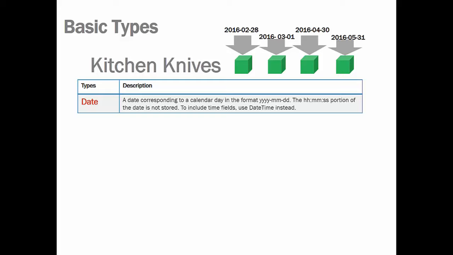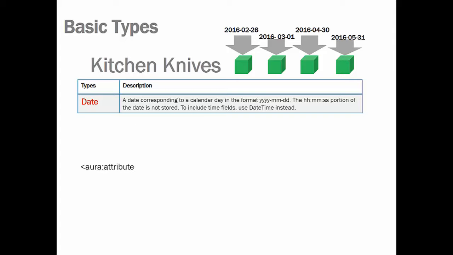So now let's look at another basic type. And this is date. Again, let's go back to our example of kitchen knives, which is a placeholder, and my 4 boxes. Now inside each box, I'm going to have a date. If I were to open up the box and look inside it, all I would see is a date. So in this case, it's pretty easy. The dates are formatted by year, month, and day. And forget the hours, minutes, and seconds portion because that's not included in date.